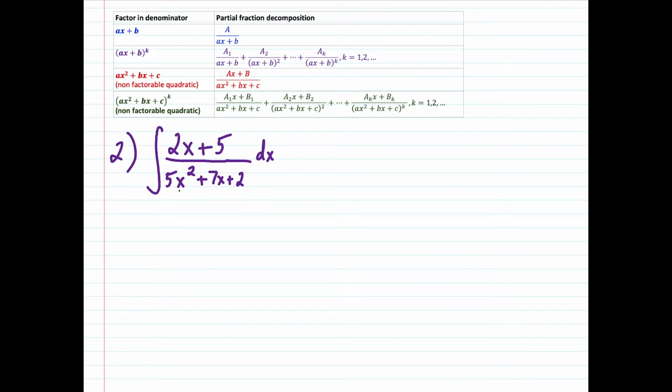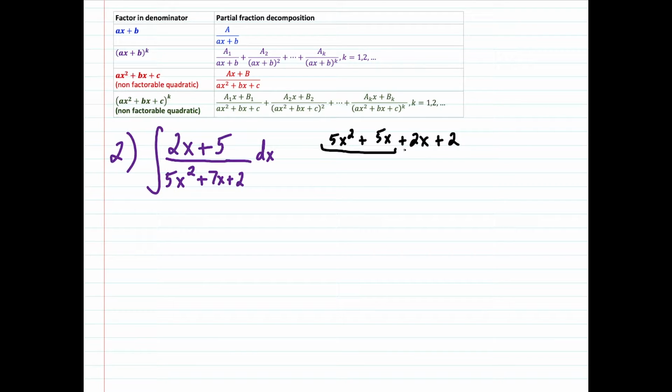Now for the second question, we look at this quadratic on the bottom, and the main question is, is this factorable? Well, we could try the AC method. 5 times 2 is 10, so we're asking ourselves what two numbers have a product of 10 and a sum of 7, and those numbers are going to be 5 and 2. So the denominator can be expressed as 5x squared plus 5x plus 2x plus 2.